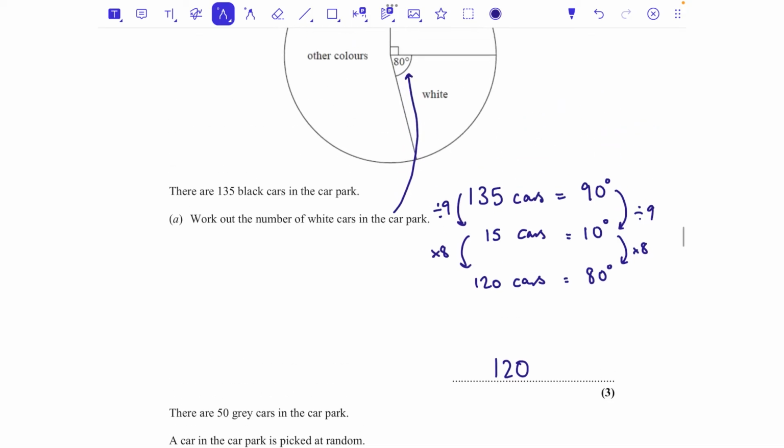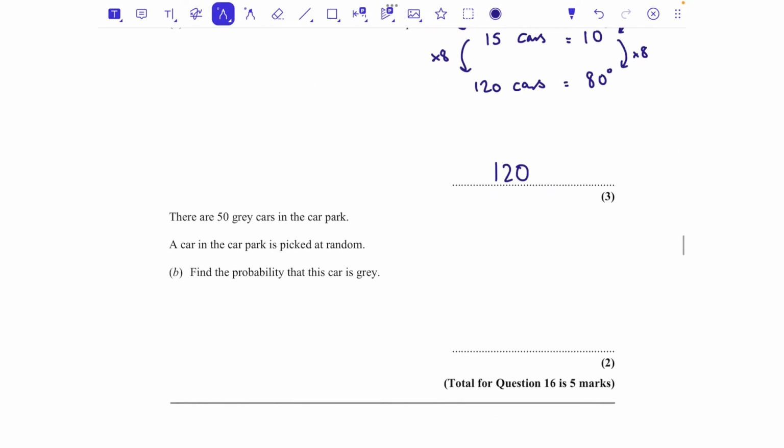There are 50 grey cars in the car park. A car in the car park is picked at random. Find the probability that this car is grey.